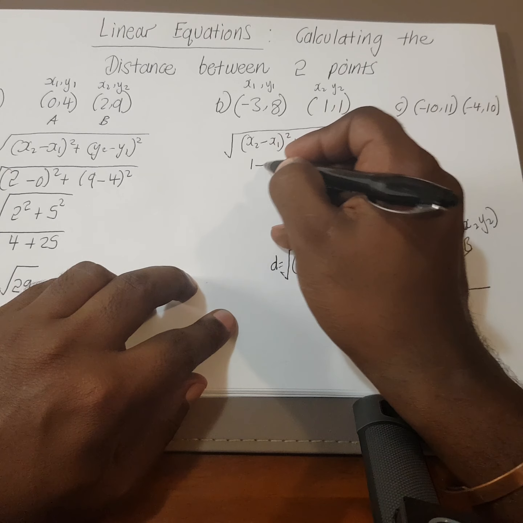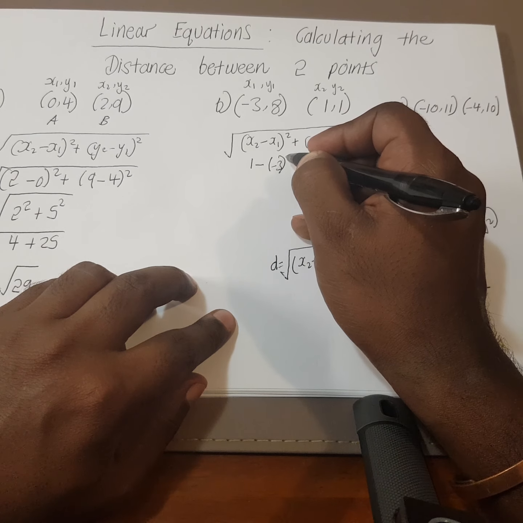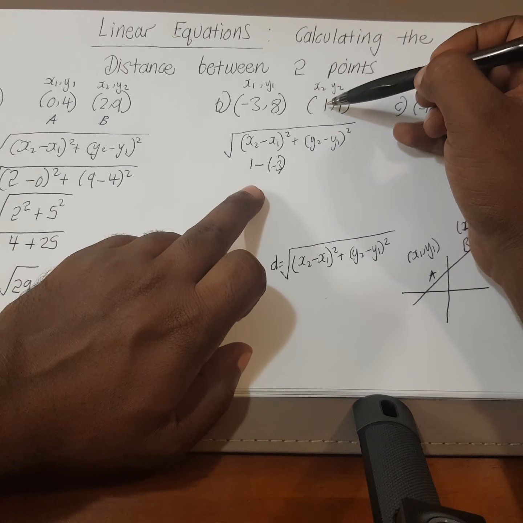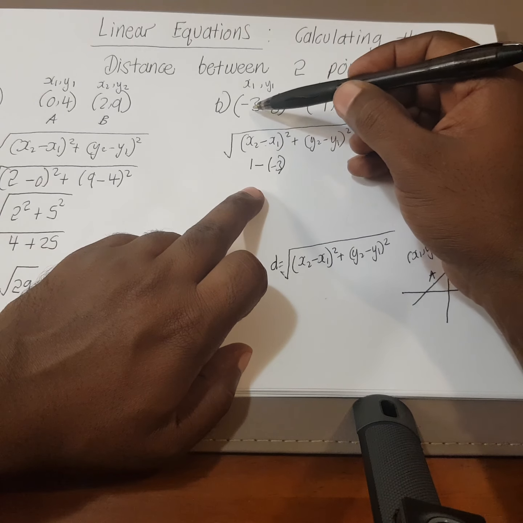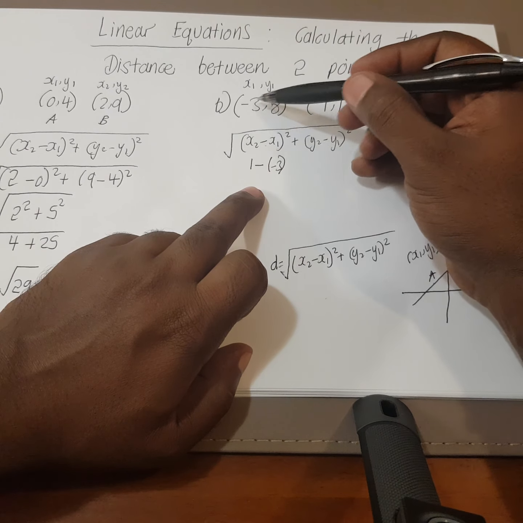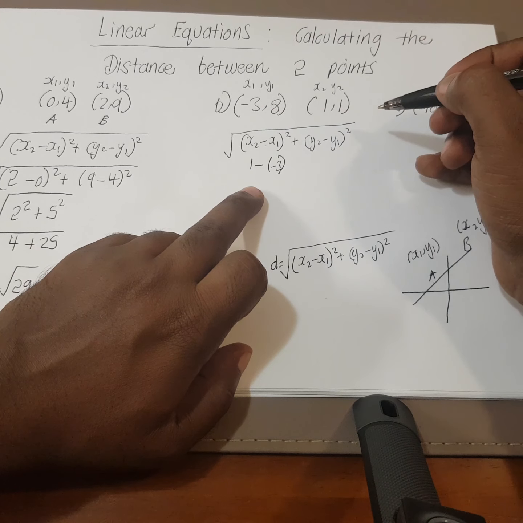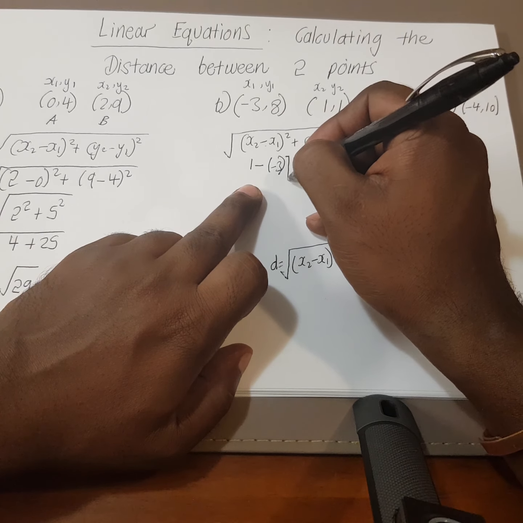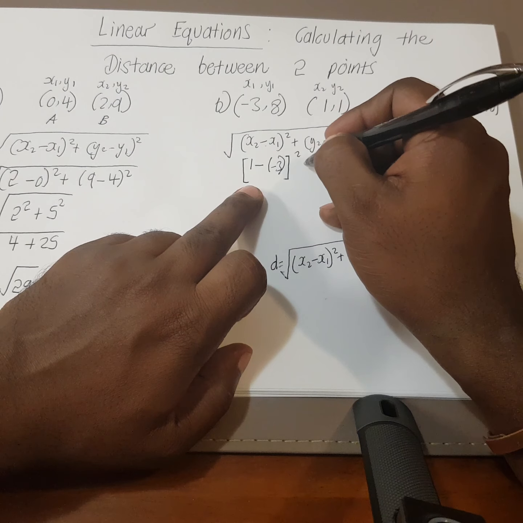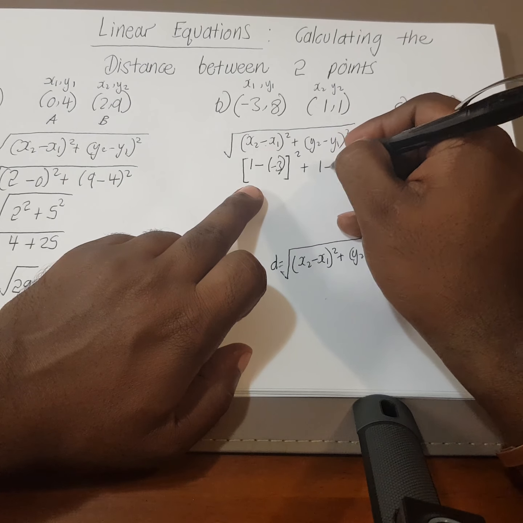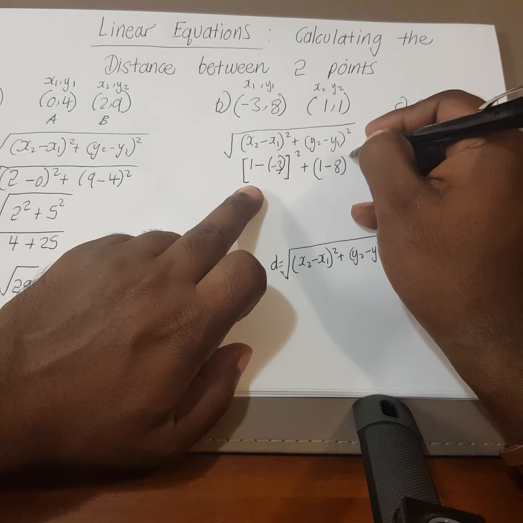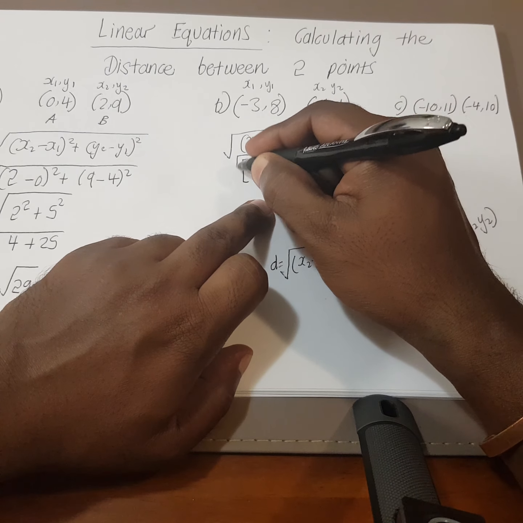So 1 minus minus 3. Please be careful with the sign. I've put 1 minus and a minus 3. That minus 3 is from here. So please be wary of the sign changes that you might come across. And what's y2? 1 minus 8. That's going to be squared, and then you find the square root.